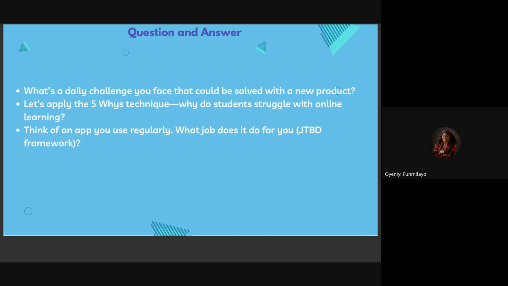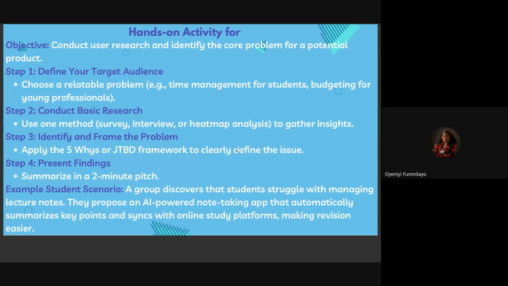We have a hands-on activity, right? Which is this. So hands-on activities basically, we can call it an assignment. At the same time, I will not call it an assignment, but let me call it an assignment, because if I don't call it an assignment, we will not do it. Abby, so let's just call it an assignment. So the objective here is to conduct user research and identify the core problems for a potential product. We're not submitting it anytime soon.